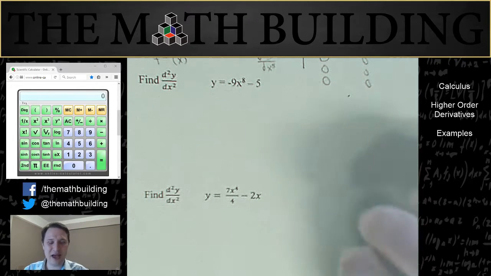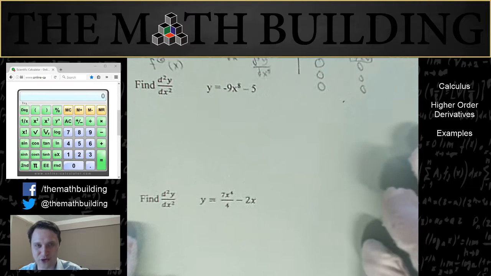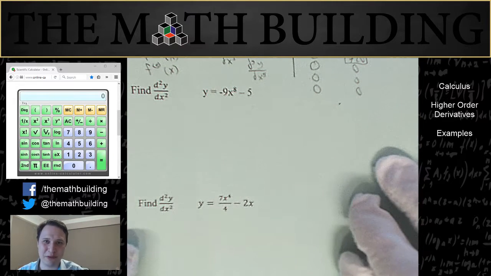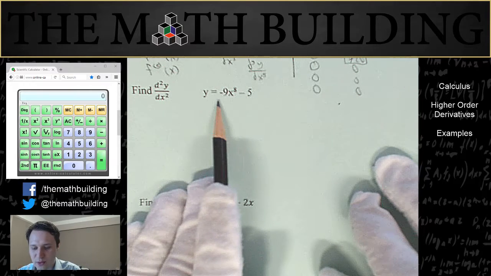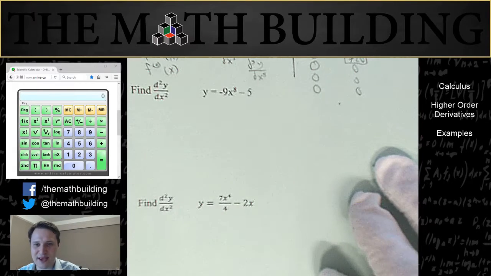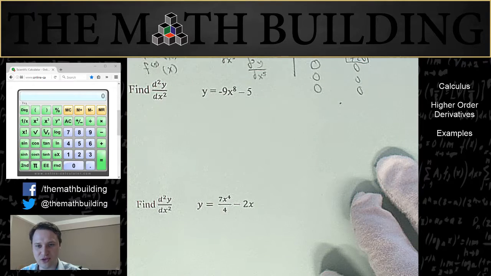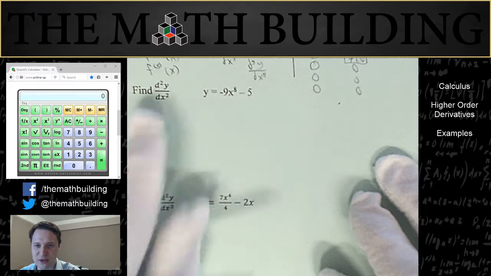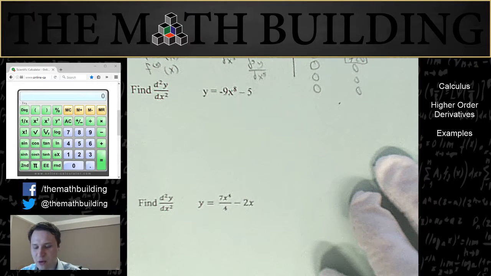Let's look at a few examples of finding some higher order derivatives. I think you're going to find it's pretty simple. Here I've got a function, y equals negative 9x to the 8 minus 5, and they want us to find the second derivative of it. You can tell by the 2's that we have right here. And so basically that just means find the derivative twice.